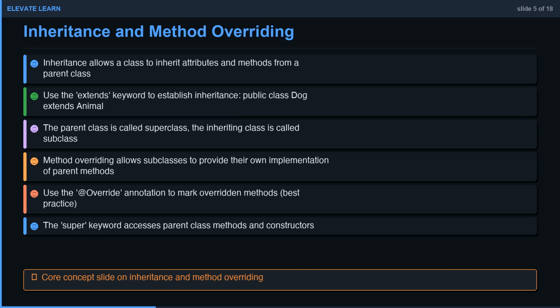Method overriding lets subclasses customize inherited methods. For instance, both Dog and Cat inherit a makeSound method from Animal, but they override it to return different sounds. Always use the @Override annotation. It helps catch mistakes at compile time. The super keyword is your gateway to the parent class. You can use it to call parent methods like super.makeSound or invoke parent constructors. This establishes a powerful hierarchy that keeps your code organized and DRY.